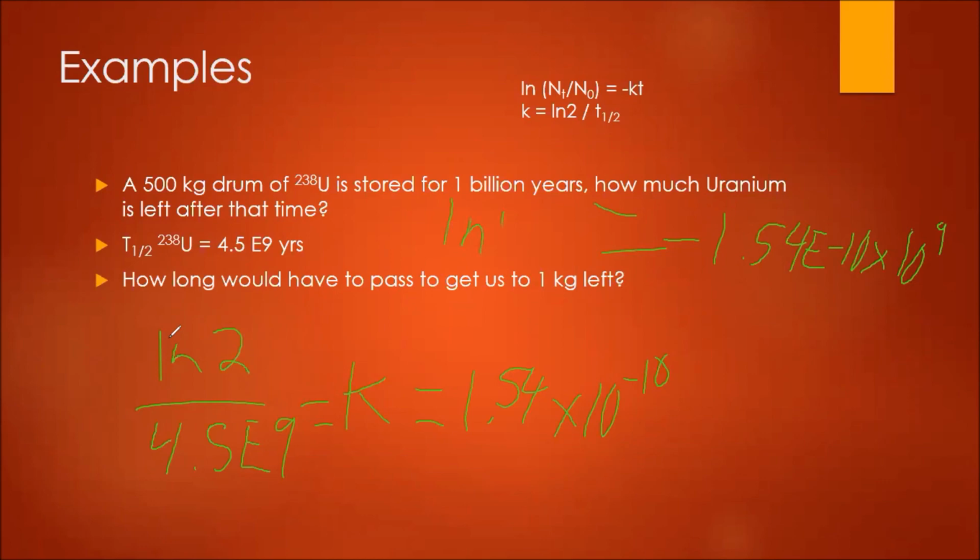ln, we'll say, N sub t over 500. So we're going to take that number times 10 to the 9th times -1 and do the inverse log. We're going to multiply that by 500 to give us how much is left. So how much is left after a billion years? Well, 428.6 kilograms. That's how much is left. So quite a bit is still left.